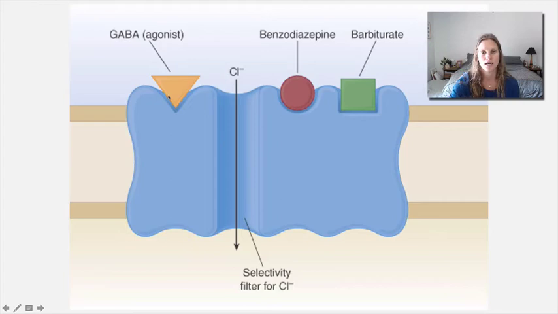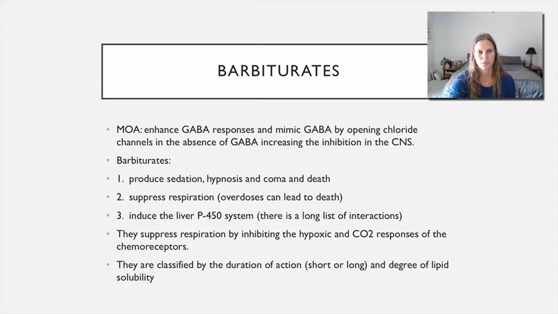So I want to talk first about the barbiturates. You can see there that the mechanism of the barbiturates is to enhance the GABA, right? So basically, it either enhances the GABA response or it mimics GABA by opening chloride channels in the absence of GABA. In either case, it's going to increase the inhibition in the central nervous system. That's the depressant effect.